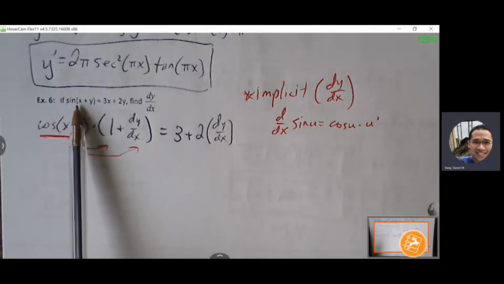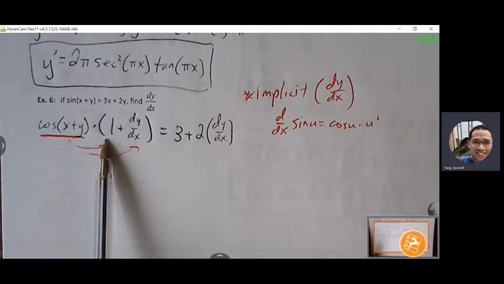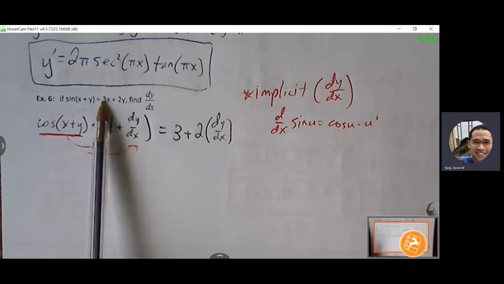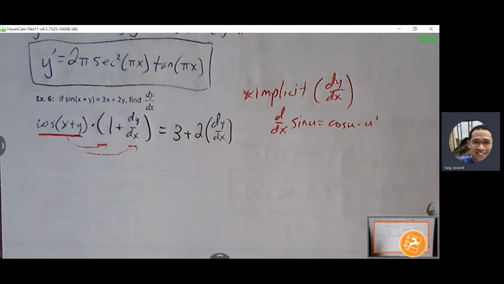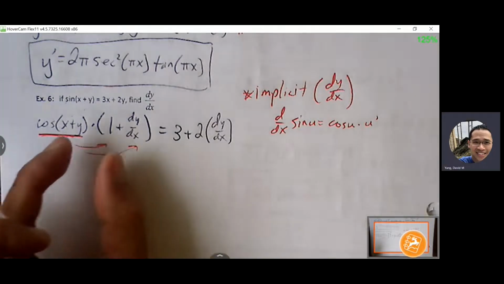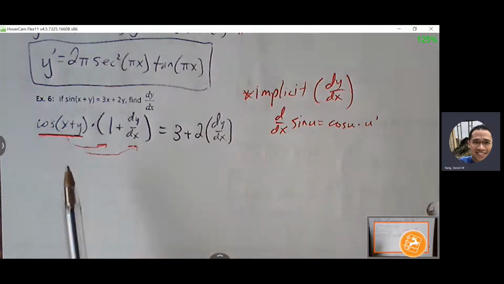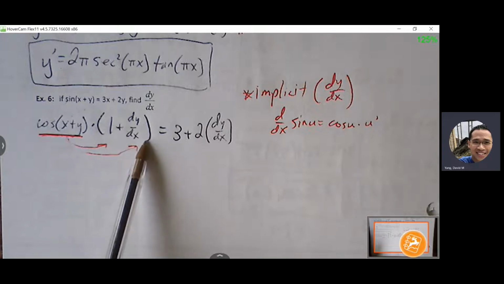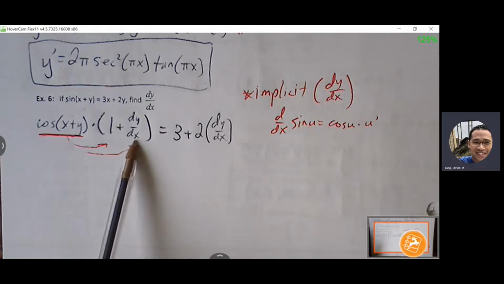So the derivative of x plus y, x becomes 1, and then y becomes 1 dy dx. 3x becomes 3, and 2y becomes 2 dy dx. Understand that these two parentheses look like they're just next to each other and in the same location, but they're not. The x plus y is inside the cosine, but this 1 plus dy dx is outside the cosine.